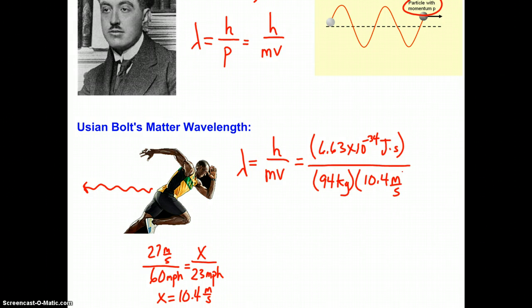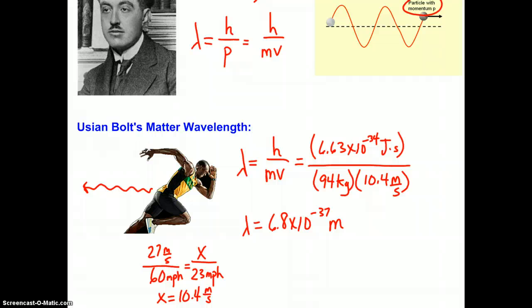10.4 meters per second. When we go and calculate his wavelength, go ahead and perform that on a calculator. Pause the video if you need time to do that. We end up finding that his DeBroglie wavelength is 6.8 times 10 to the negative 37 meters. At this time, I'd like to ask you to go to the reference table, page 2 of the electromagnetic spectrum, and find out the member of the electromagnetic spectrum that is 10 to the negative 37 meters. So please pause this video and go do that.